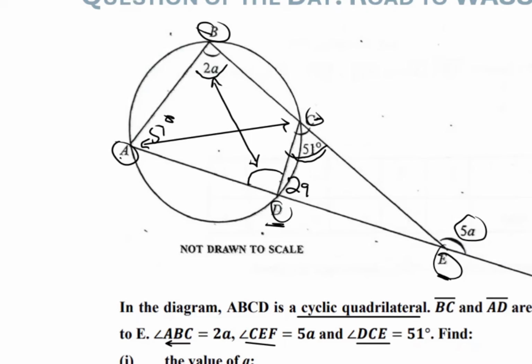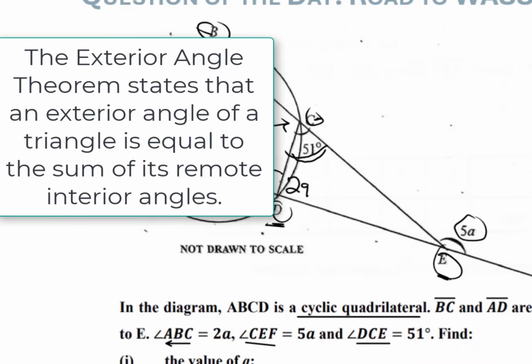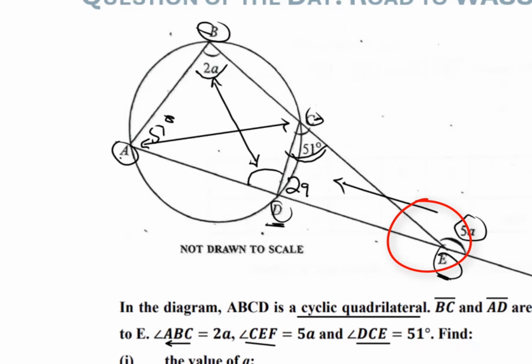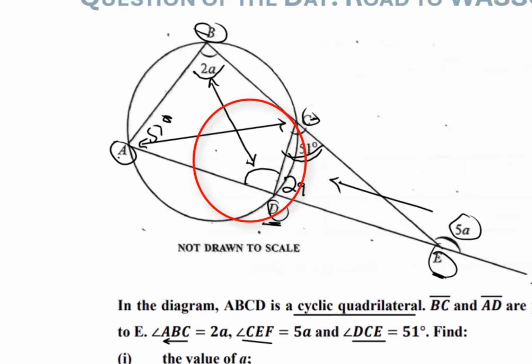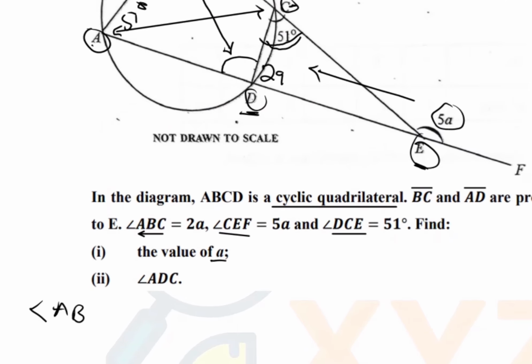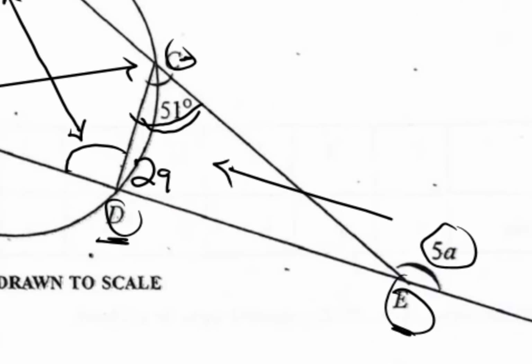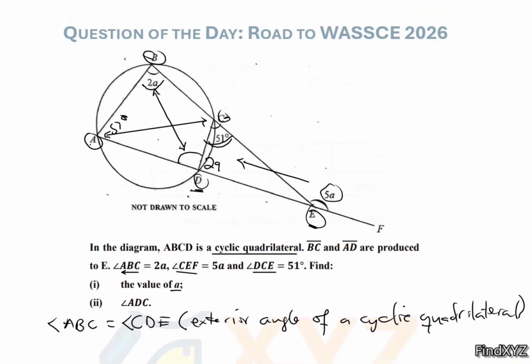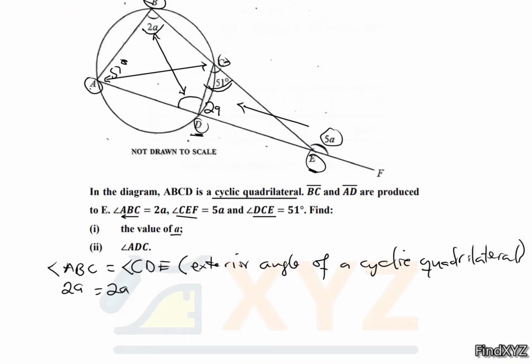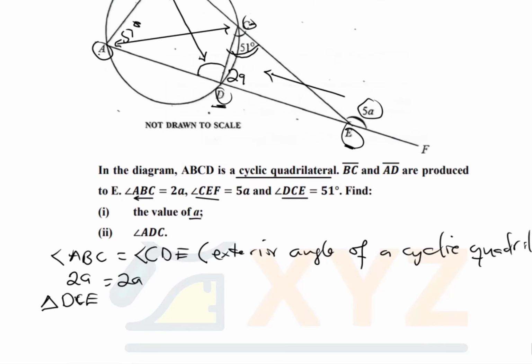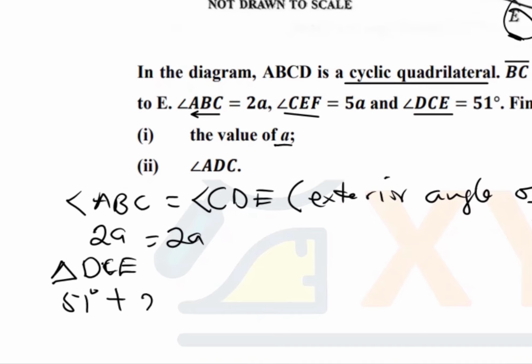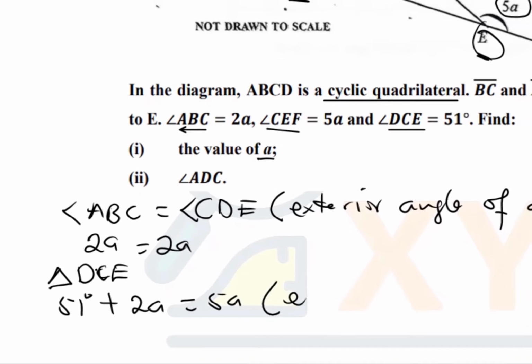Let's consider triangle DCE. It also has an exterior angle. Another theorem states that the exterior angle of a triangle is equal to the sum of the two opposite interior angles. How many of them? Two of them. We know that angle ABC is equal to angle CDE, the exterior angle of a cyclic quadrilateral. Angle ABC is 2A, so we have 2A equal to 2A. Considering triangle DCE, we apply the exterior angle theorem and say that 51 degrees plus 2A is equal to 5A.